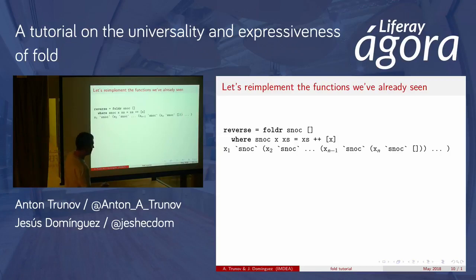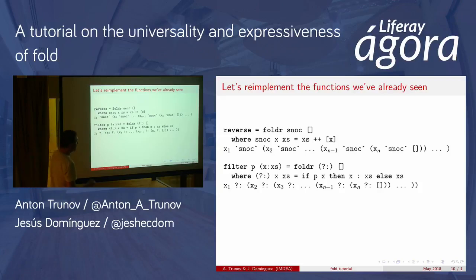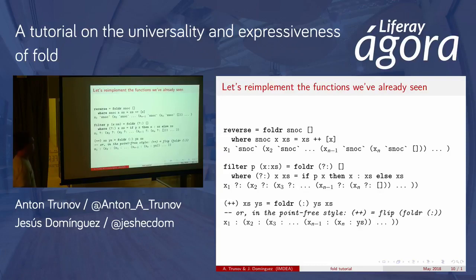So if we go through this computationally, we take the empty list, we put xn at the end of it, then we put xn minus 1 at the end of the accumulated value, and so on and so forth, and we put x1 at the end of our list being accumulated, right? So filter is the same thing. We use this pattern. We just take these combining functions, we take the initial value of the accumulator, and we get what we wanted.